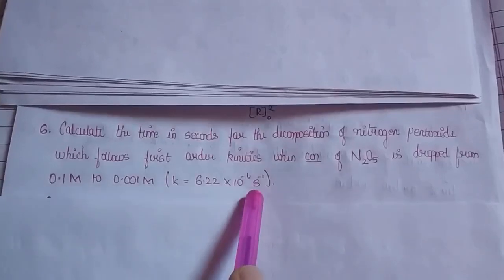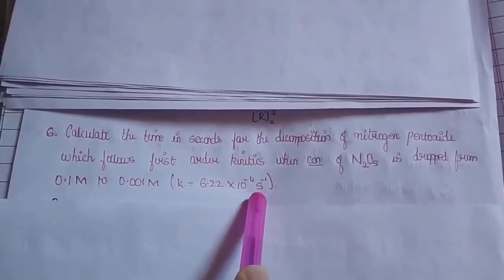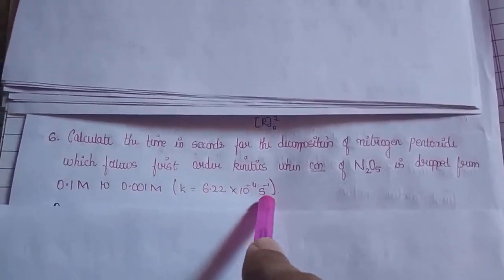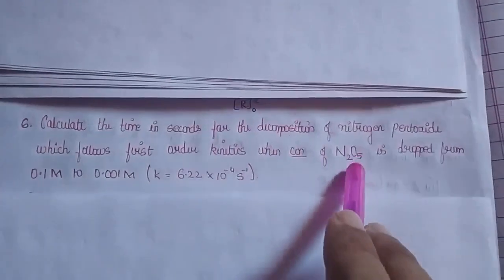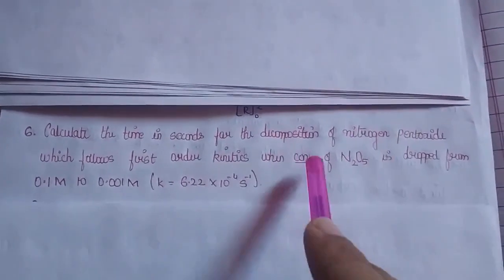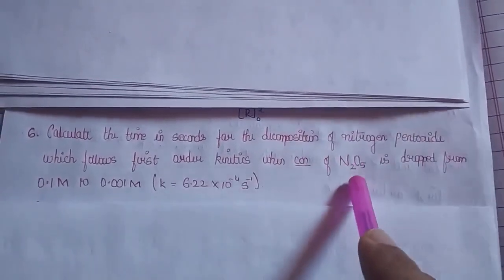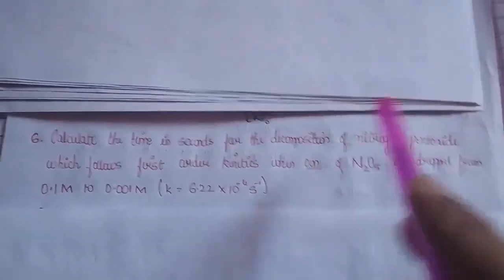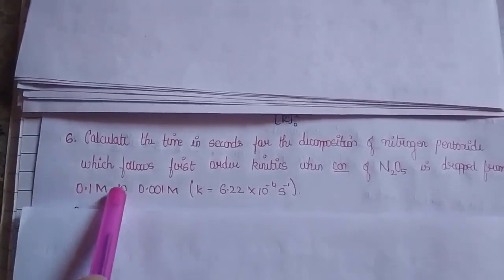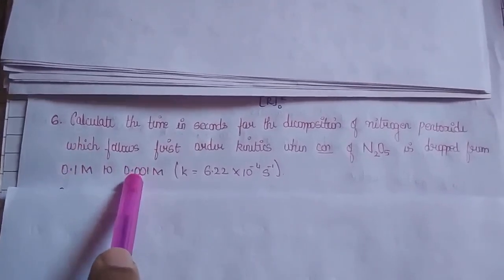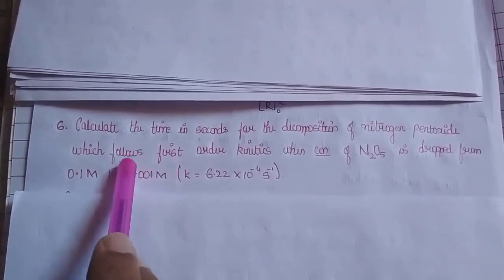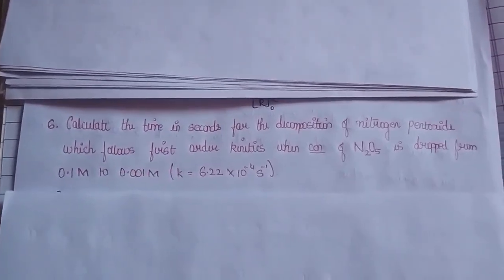And what is the unit of the rate constant? Per second. For first order kinetics, the rate constant unit is per second. And we know that the concentration of the reactant with respect to time goes on decreasing. They have mentioned that the concentration of N2O5 is dropped from, so what is the initial concentration here? 0.1 molar. After some time t, which we have to calculate in seconds, it will be 0.001 molar.